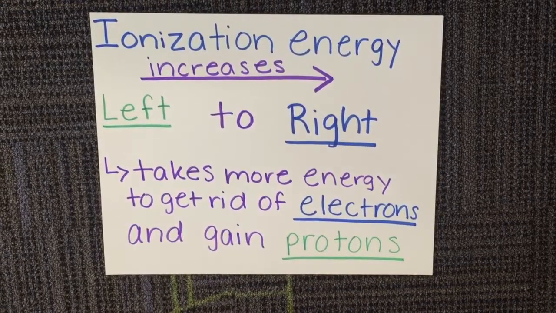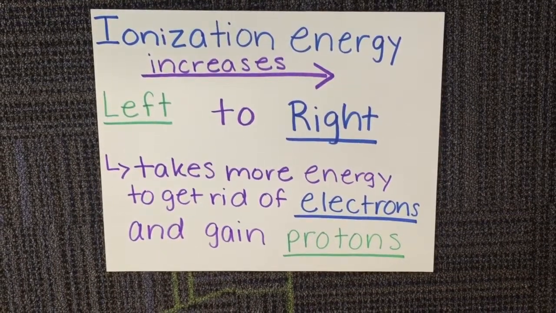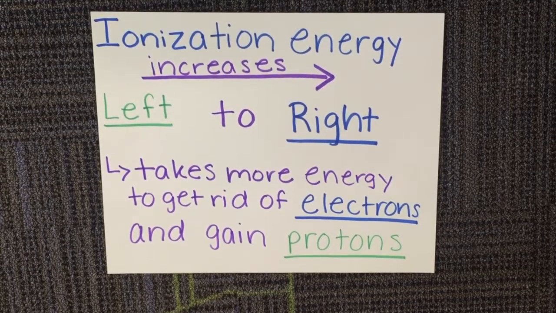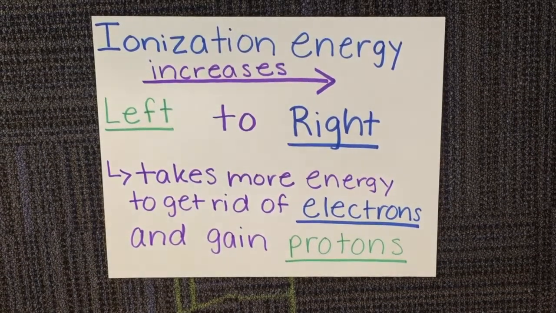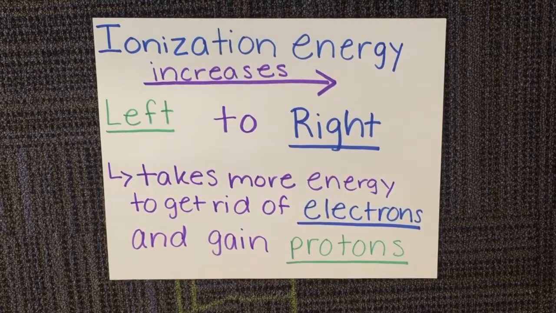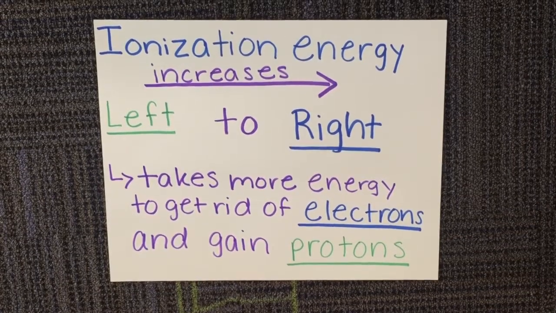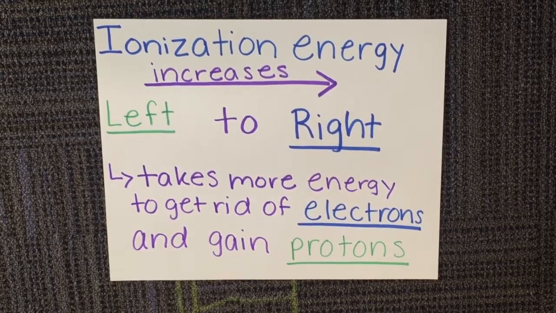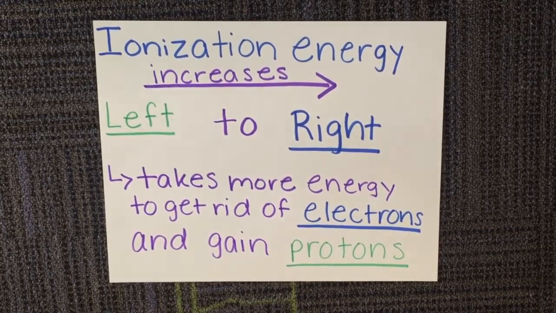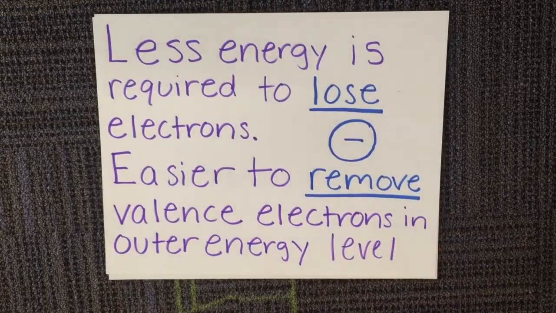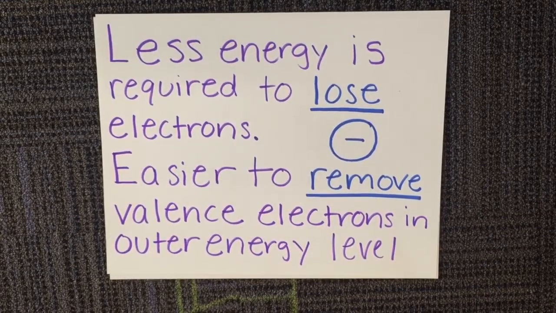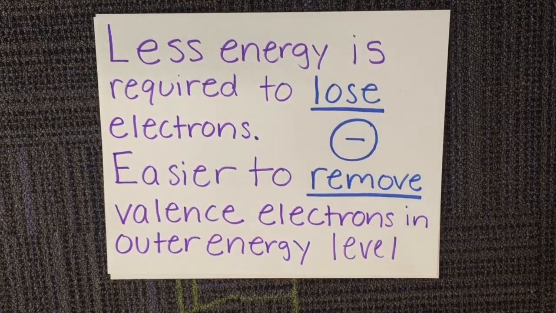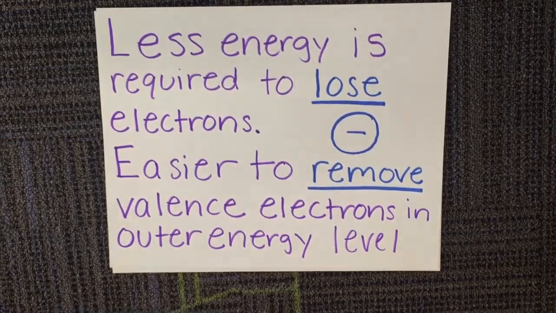Ionization energy increases as you go left to right across a period because it takes more energy to get rid of electrons and to gain protons. As a result, the ionization energy increases since protons increase as you go left to right. The ionization energy decreases as you move down a group because less energy is required to lose electrons, so it's easier to remove valence electrons in the outer energy level.